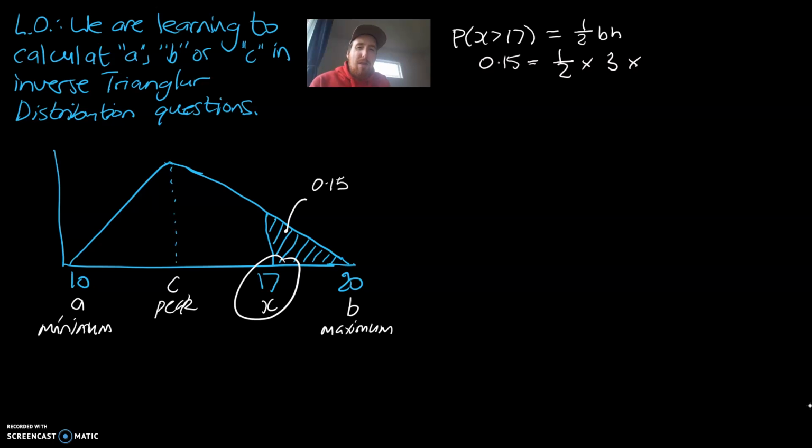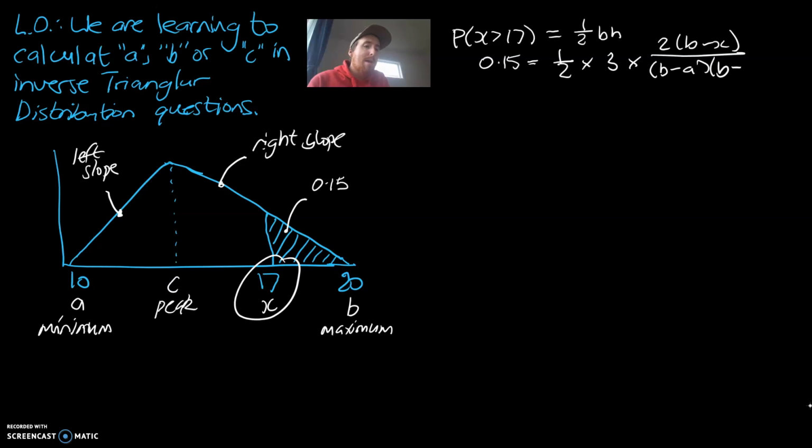And here we're going to look at the formula. If it was on the left slope, you'd be using your left slope formula. Don't use your right slope formula for a left slope question because your answers will be wrong. Here we're dealing with the right slope, and the formula I've got written down is 2 times (b minus x) divided by (b minus a) and (b minus c). A strong emphasis: make sure you're using the right formula when calculating A, B, or C, depending on left or right slope.